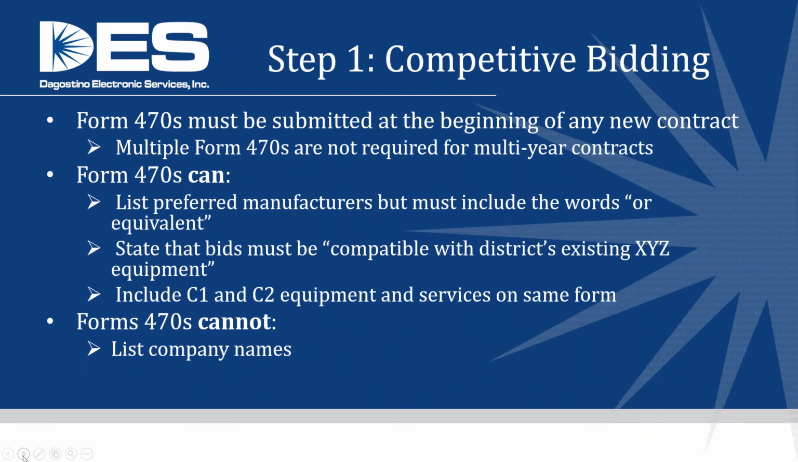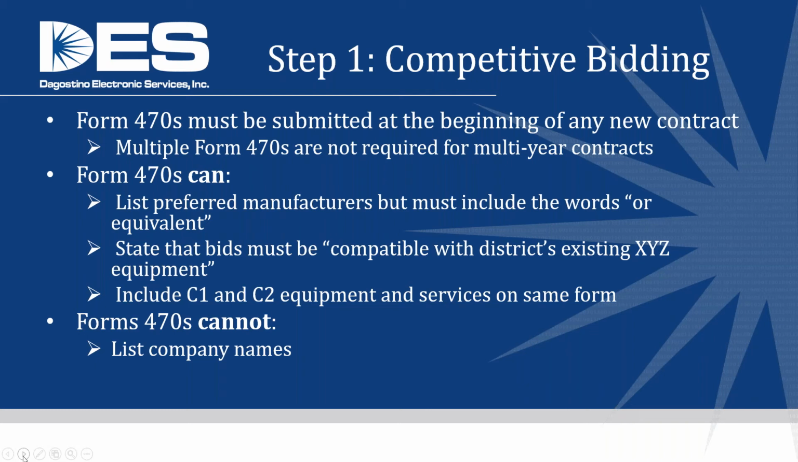Form 470s must be submitted at the beginning of any new contract. Multiple Form 470s are not required for multi-year contracts. Form 470s can list preferred manufacturers. So if your building is all Alcatel-Lucent or all Aruba, you can list Alcatel-Lucent, but you must include the words "or equivalent" so that other manufacturers can be quoted. Form 470s also can state that bids must be compatible with the district's existing XYZ equipment. That way your networks can stay the same.